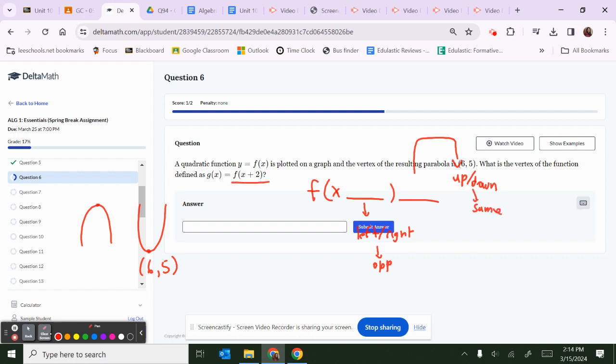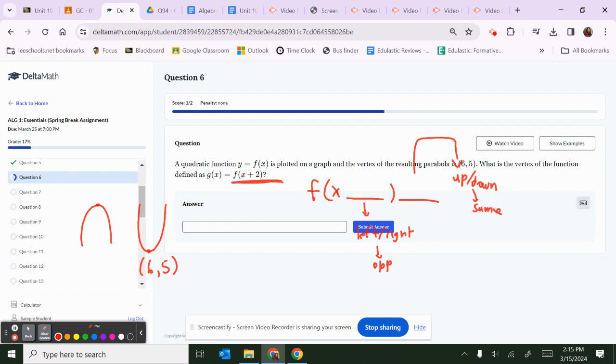So when I look at my question, do you see a number on the outside? No, so I'm not going up or down, but I do see a number on the inside. I see a positive 2. Normally that positive 2 would mean you're going to the right 2 times, but because you have to do the opposite, I'm actually going to go to the left 2 times, or I'm actually going to subtract. And what are you going to subtract?